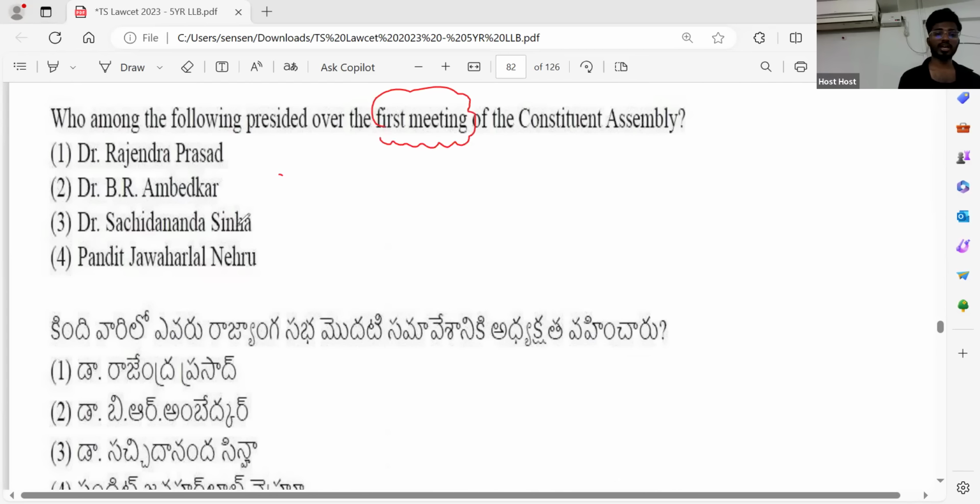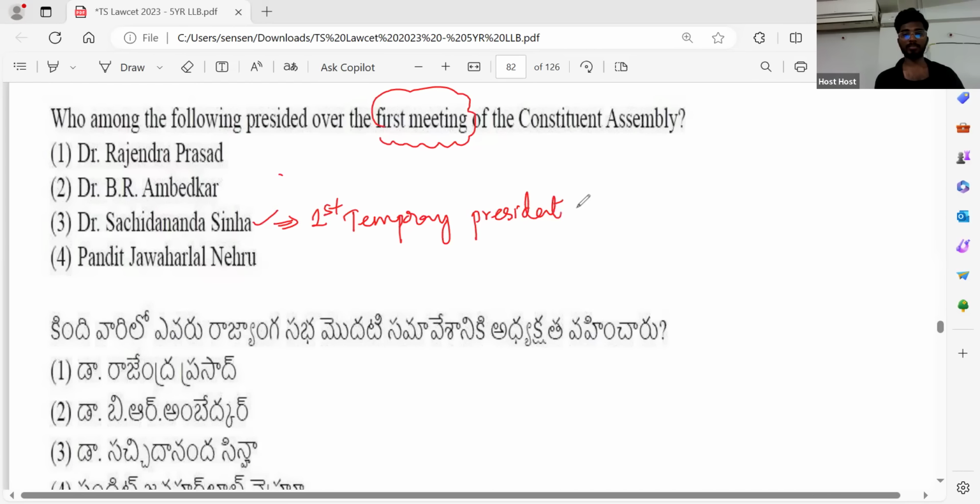Dr. Sachidananda Sinha. Who is Sachidananda Sinha? He is the first temporary president of Constituent Assembly. Now, why was this temporary president appointed? To elect the actual president, right? So the temporary president sat in the chair. Very good, Ipsita, well done. Yeah, he was an ad hoc president, or a temporary president.